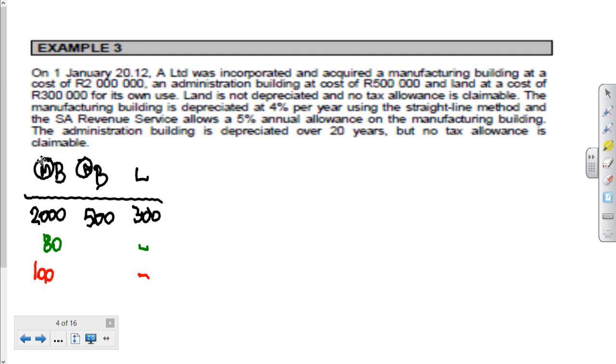The admin building is depreciated over 20 years. So if I divide by 20, it's 25. So the admin building is depreciated over 20 years. But no tax allowance is claimable. That, I'm sure you know from tax. Admin buildings are not considered to be in production of income. So therefore, there's no tax deduction on admin buildings. And so you don't get an allowance.